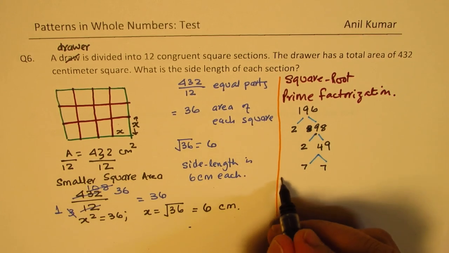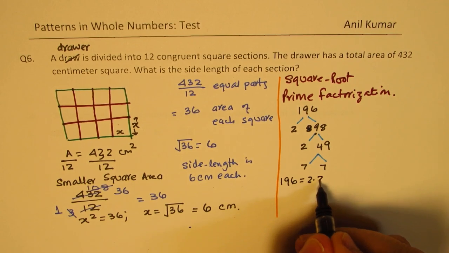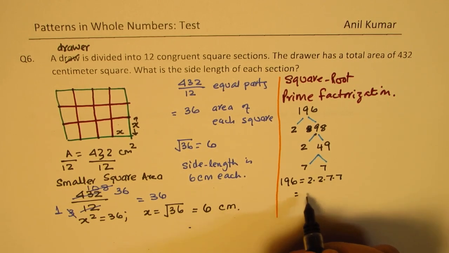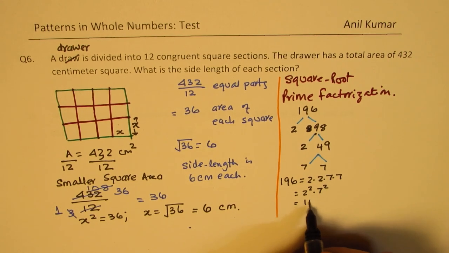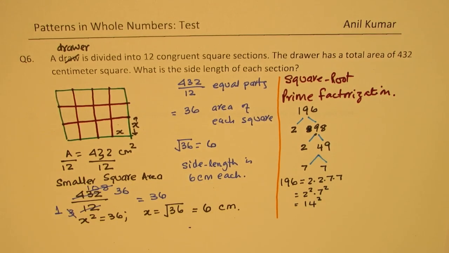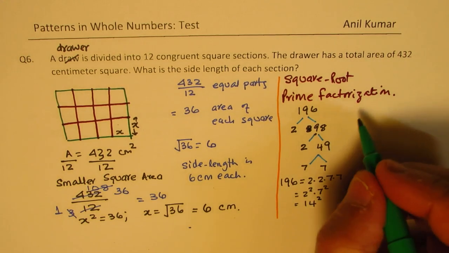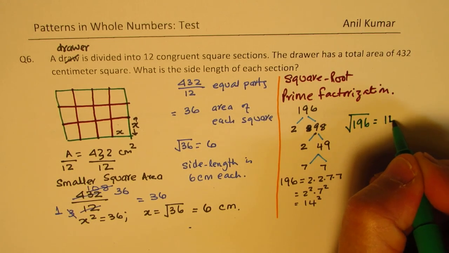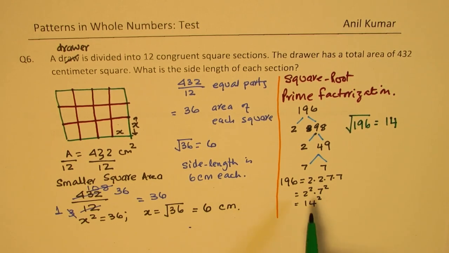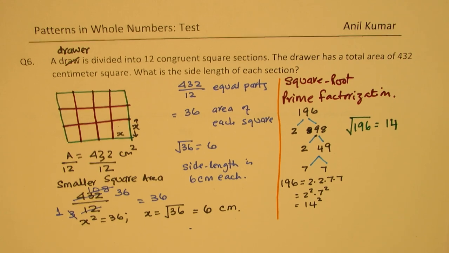So you see 196 is equal to 2 times 2 times 7 times 7, or 2 squared times 7 squared. Do you see that? Or you can say this as 14 squared. So that is how we can use prime factorization, and so we can write that the square root of 196 is equal to 14. Do you see that? So that is the concept, and prime factorization is a very good method to find the square root. So if you don't remember square roots of some numbers, you could easily do prime factorization and get the answer.